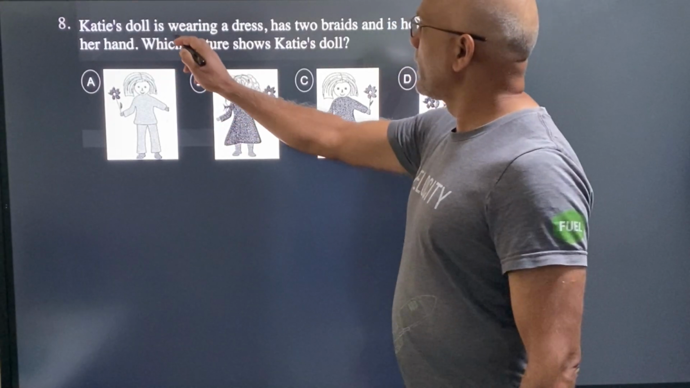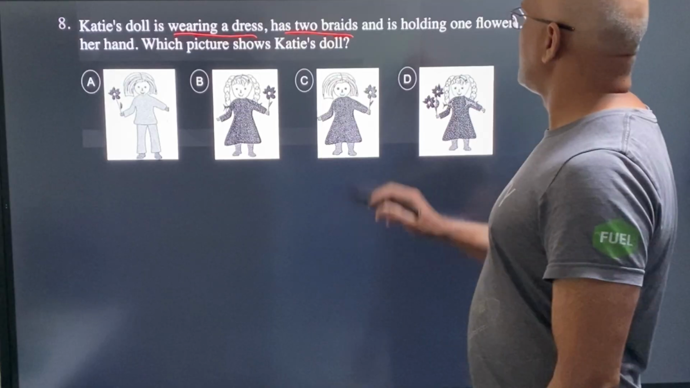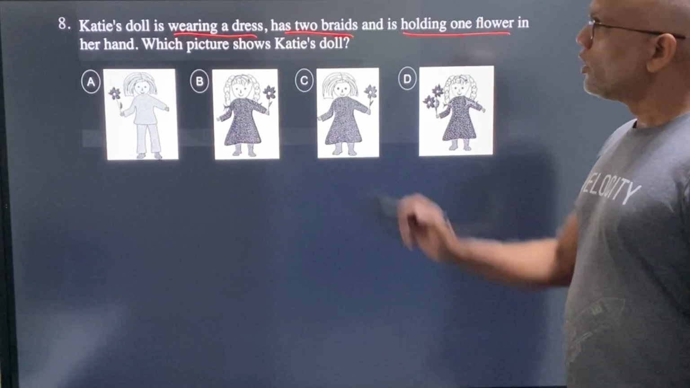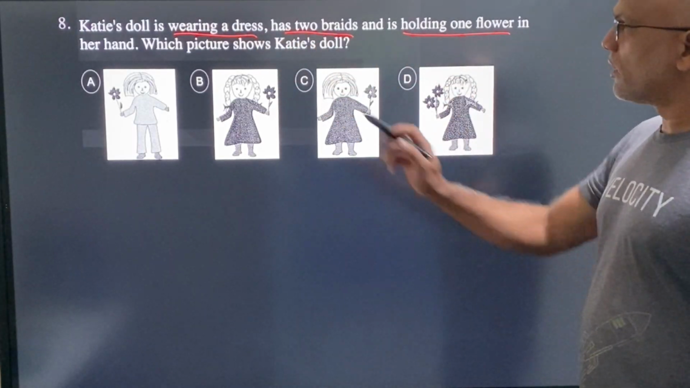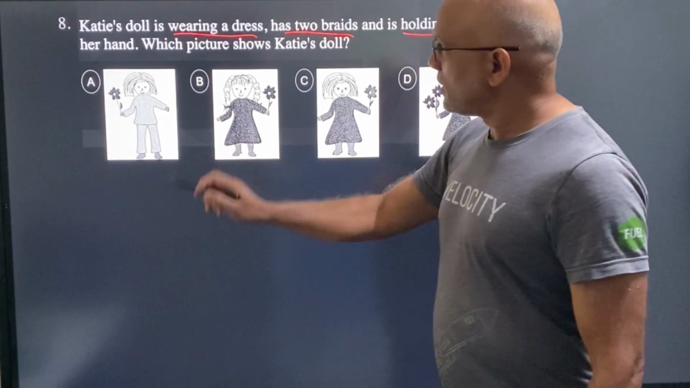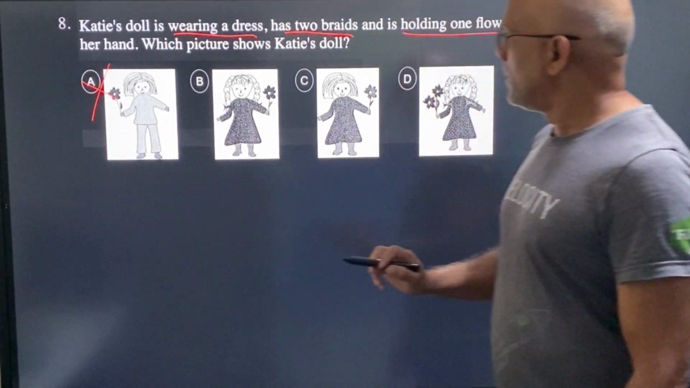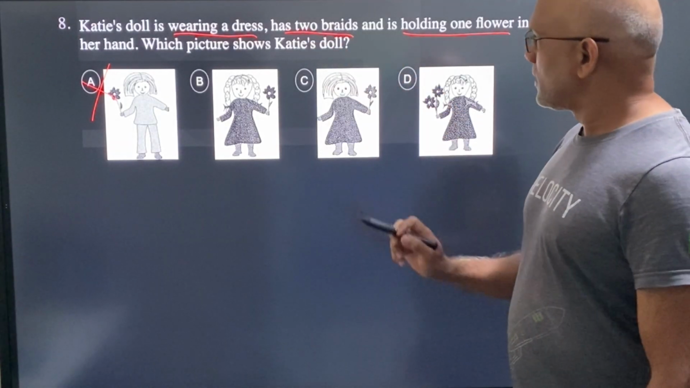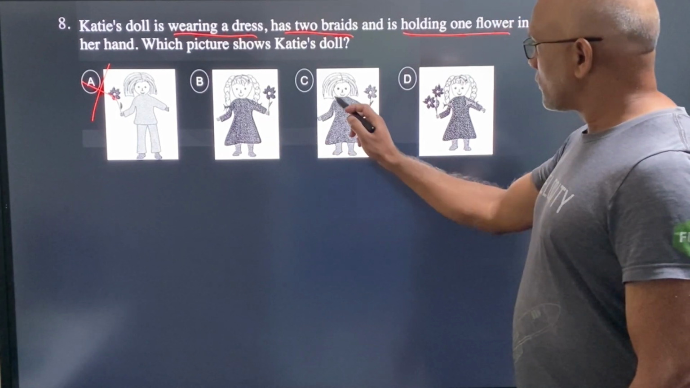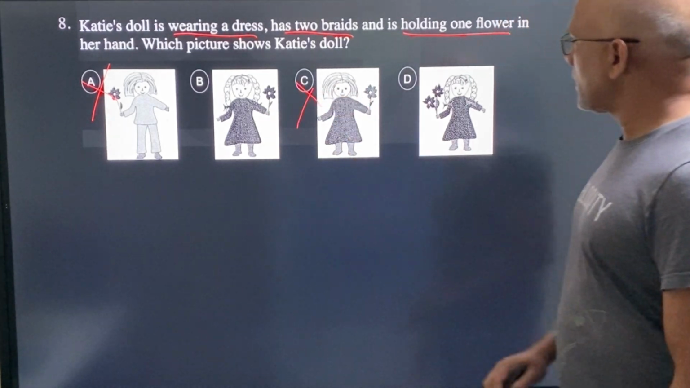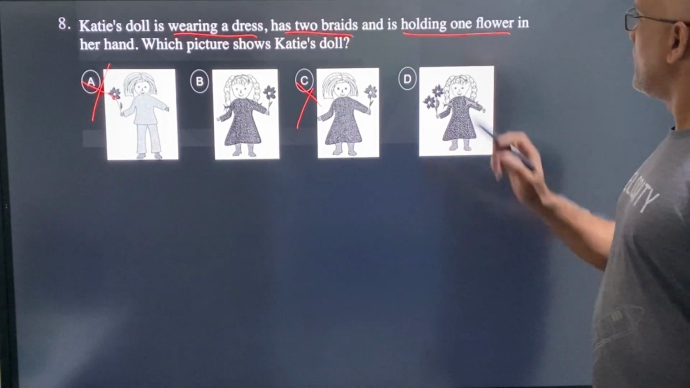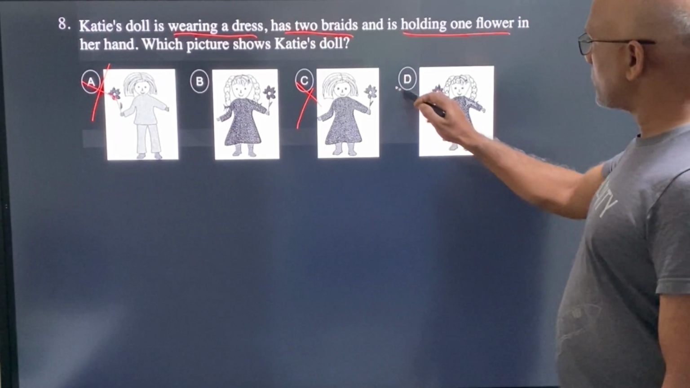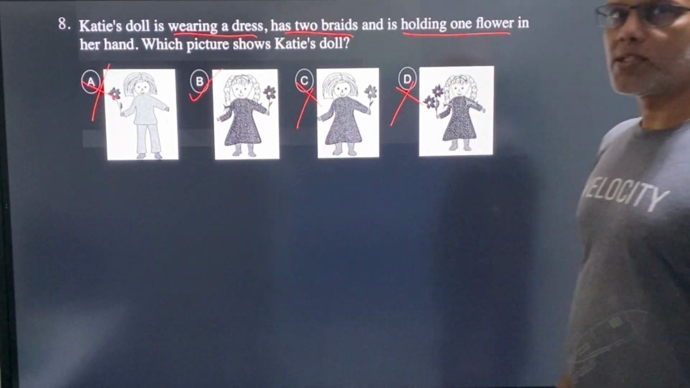Katie's doll is wearing a dress, has 2 braids and is holding 1 flower in her hand. Which picture shows Katie's doll? So we have to meet each of these conditions. Let's take the first, wearing a dress. She is not wearing a dress, so this cannot be it. She's wearing a dress, dress is fine. She has 2 braids, that's fine. Here she doesn't have 2 braids, so this cannot be it. She has 2 braids, that's fine. Is holding 1 flower. She is holding 2 flowers, so this cannot be it. Then B is the correct choice.